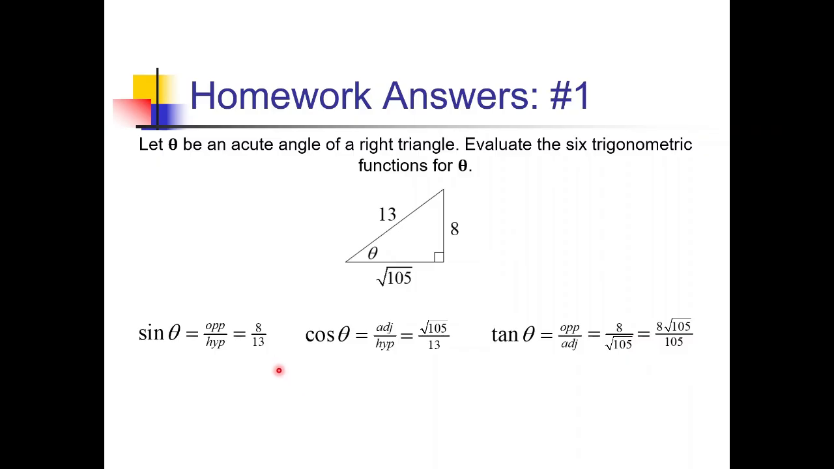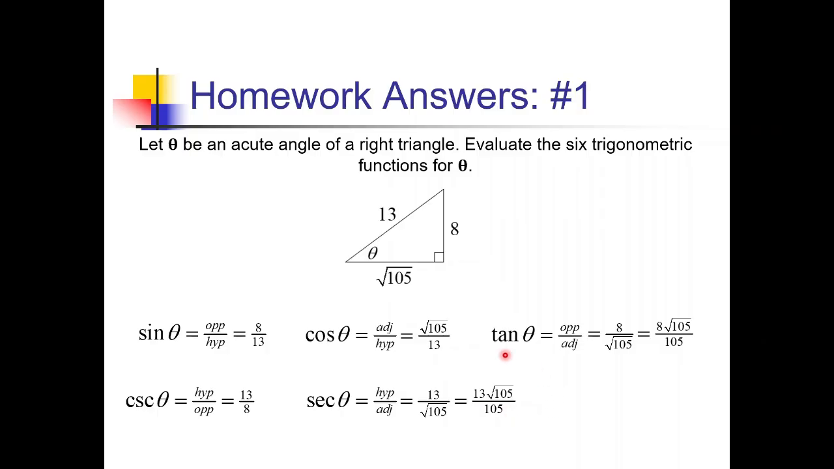Now I'm going to do the reciprocal functions. Each of these is just the original flipped upside down. So cosecant is the reciprocal of sine. It's hypotenuse over opposite. So just flip this to get 13 over 8. Secant is the reciprocal of cosine, so hypotenuse over adjacent, which in this case means 13 over the square root of 105. We do have to simplify that radical though, so this will be 13 root 105 over 105.